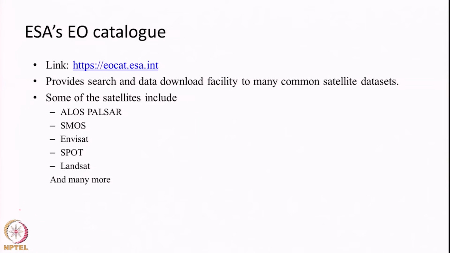One more commonly used portal is ESA's EO catalog, which is the European Space Agency's Earth Observation Catalog. Again the website address is given here, eocat.esa.int. It provides search and data download facility for many common satellite data sets, like PALSAR, which is L-band SAR data, SMOS, ENVISAT, SPOT, Landsat. SPOT is again an optical sensor, and Landsat data. So, many different types of data are available.